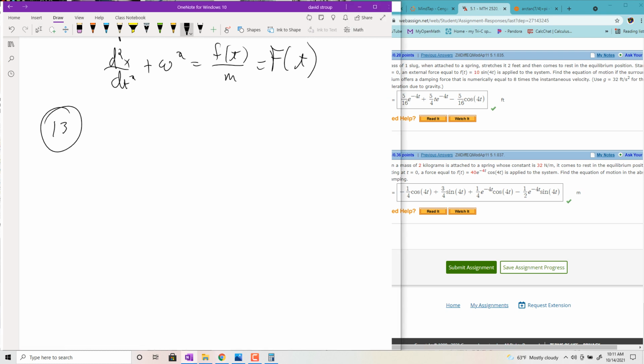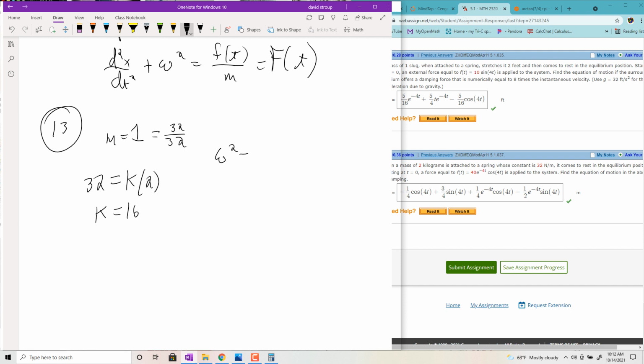Number 13, we're given a mass of 1 slug, so the mass is 1. When it's attached to a spring, it stretches 2 feet. So I need to retrieve the weight from the mass. The mass is the weight over the constant, so it must be 32 for the weight. So I'll say 32 is the force equals K times the amount it's stretched, which is 2. So it looks like K is going to be 16.